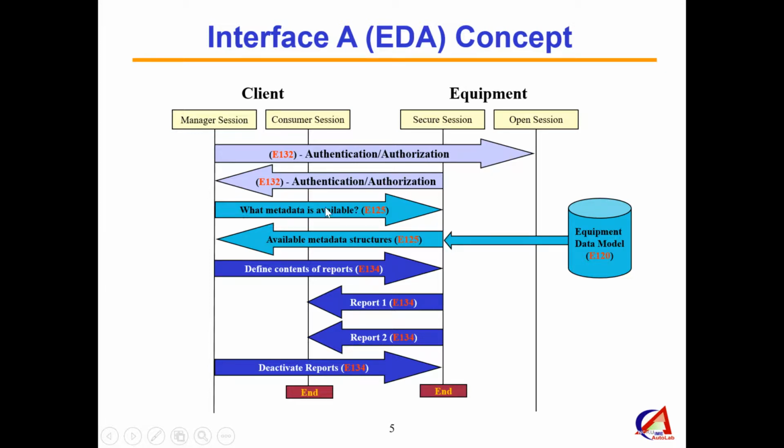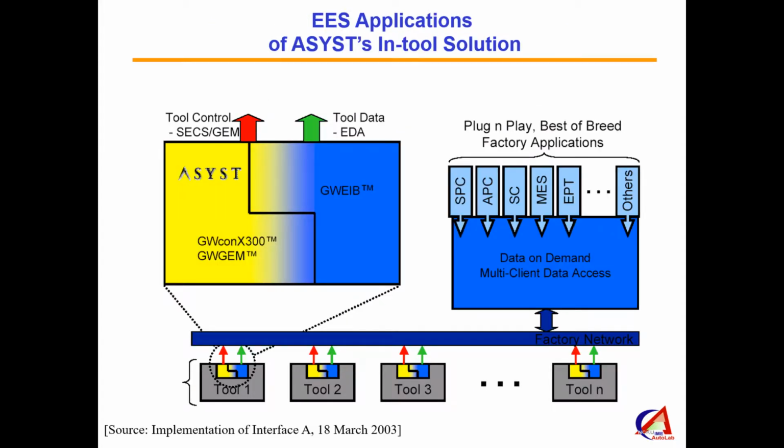Okay. Then what metadata is available uses E125, which is equipment self-description, right? Then E125 gives the available data structure, and how to define the equipment data model uses E120, and define control of report, right? But the last figure is better than this one. So if I ask you about the interface A scenario, use the last one. Don't use this one to explain it.